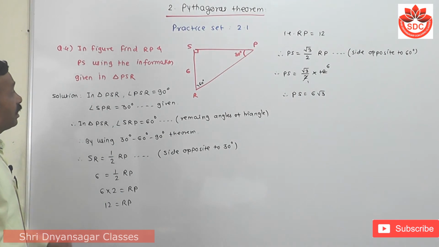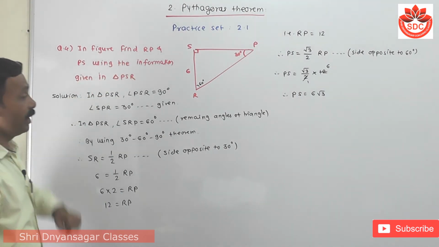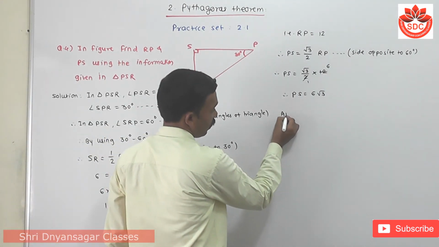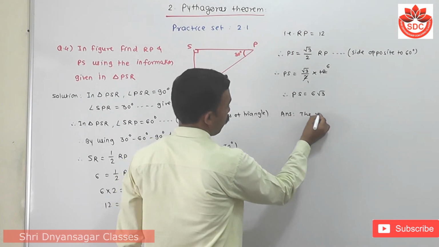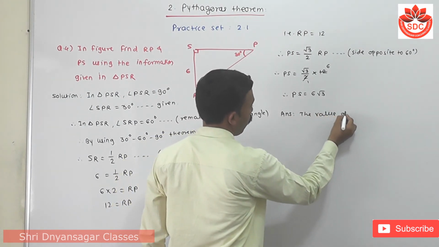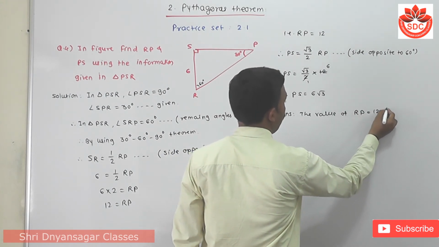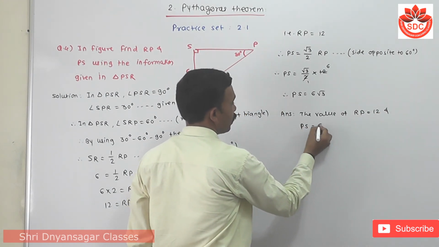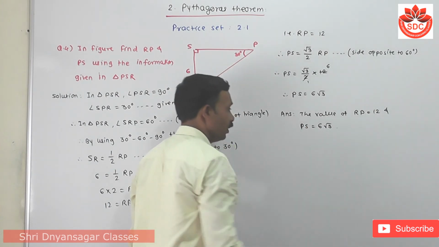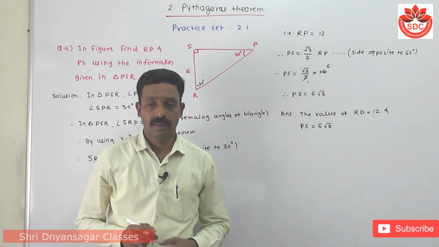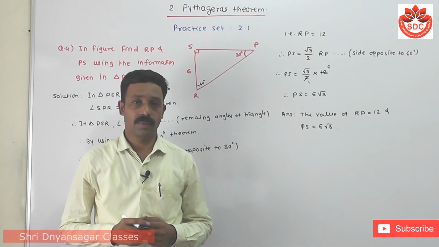Now the answer in full sentence, find RP and PS. Therefore answer: the value of RP is equal to 12 and PS is equal to 6 root 3. Okay, can you understand? Let's see the next example.